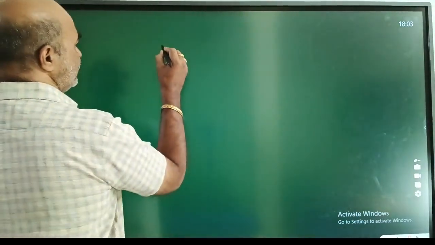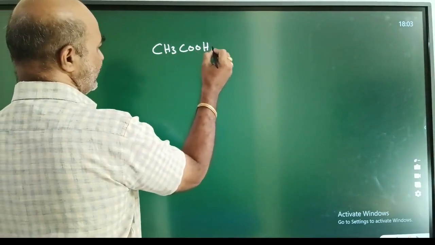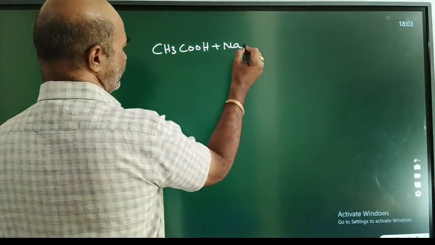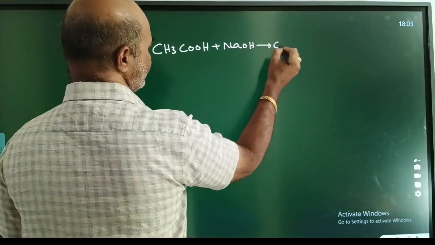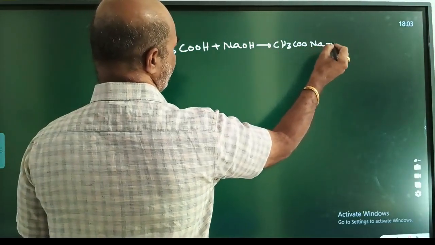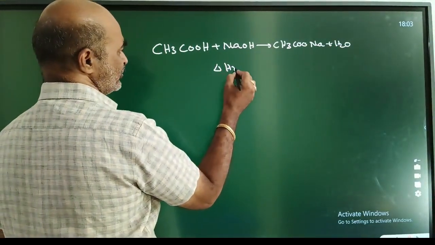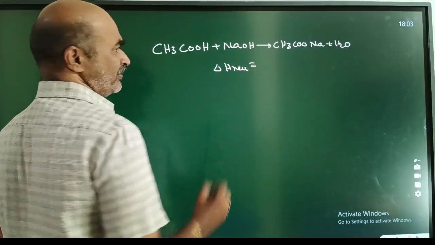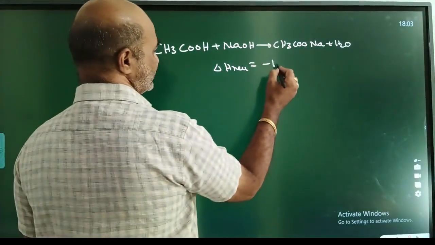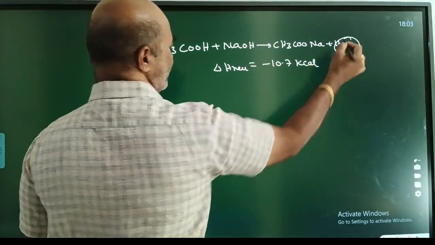For example, acetic acid: CH3COOH plus NaOH gives rise to CH3COONa plus H2O. The enthalpy of neutralization is equal to minus 10.7 kilocalories. Here 1 mole of water is formed.